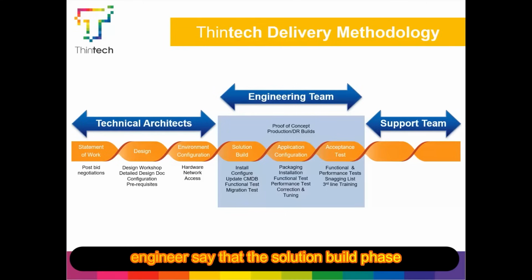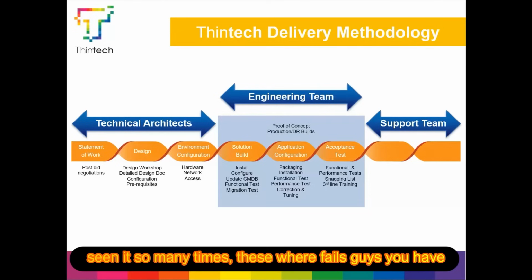For the engineers, the solution build phase is the stage at which the engineers will build out the solution exactly to the plans provided by the solutions architect. And these are the areas you will need to control. The installation must follow exactly to plan, and this is where you need to be your firmest, because when engineers talk to engineers, they have a tendency to deviate from statements of works. I'm sad to say I've seen it so many times. This is where it fails, guys.